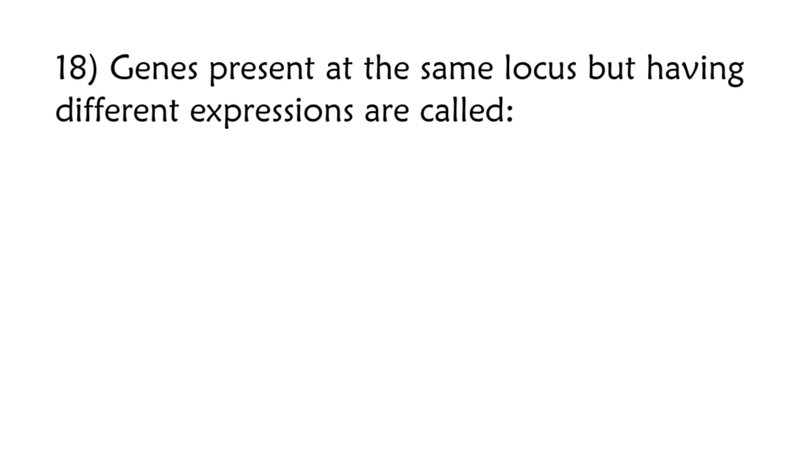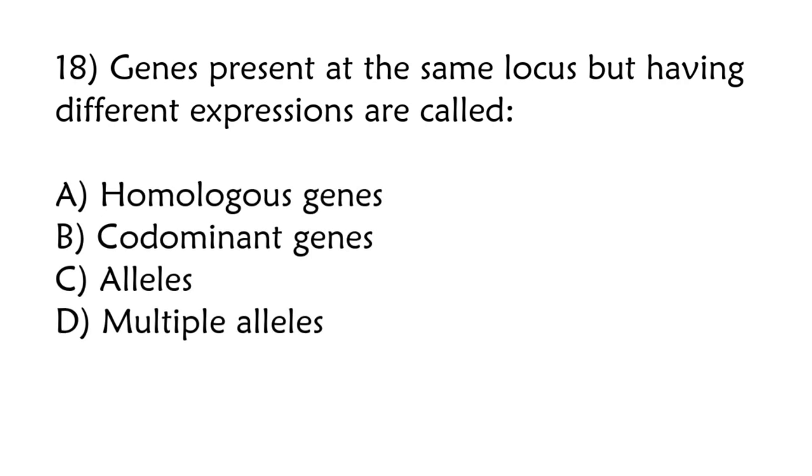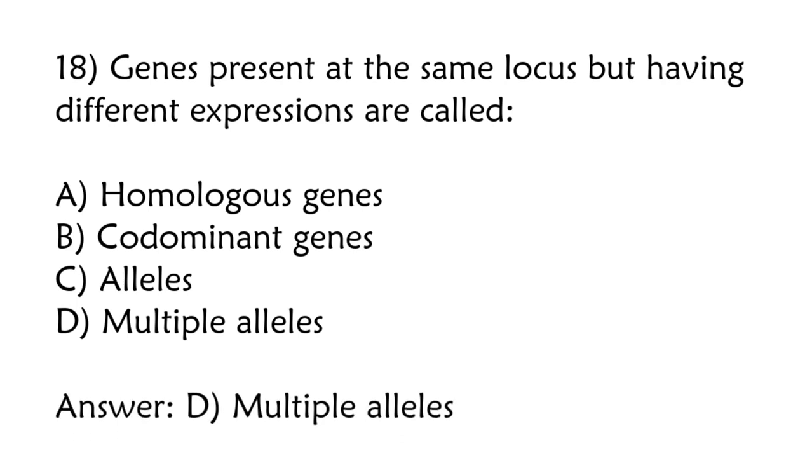Genes present at the same locus but having different expressions are called homologous genes, codominant genes, alleles, multiple alleles. Correct answer is option D, multiple alleles.